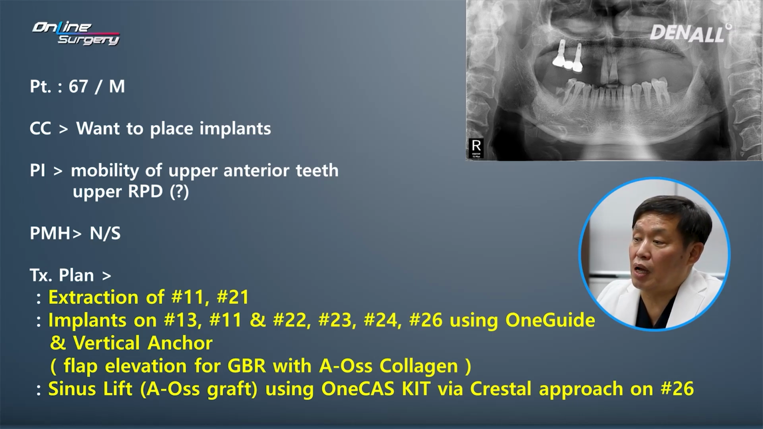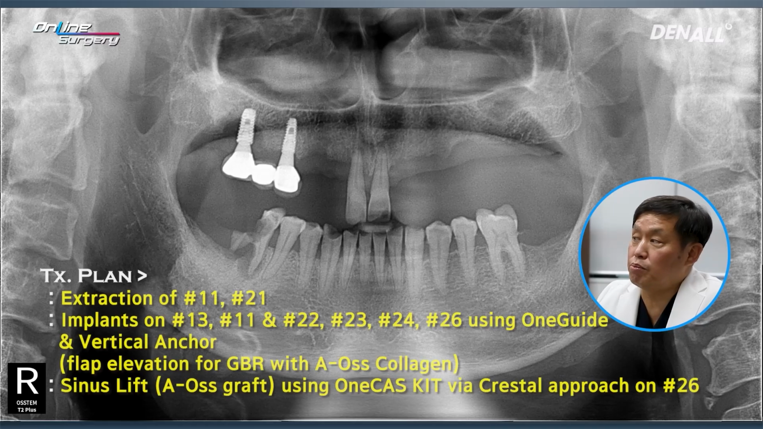Number 11 and 22, which were still there, needed to be extracted. Implants were planned for number 13, 11, 22, and 23 because, as I'm going to show you later on CT image, bone conditions were more favorable than thought. For the posterior area, a bridge-type prosthesis utilizing number 24 and 26 was planned.